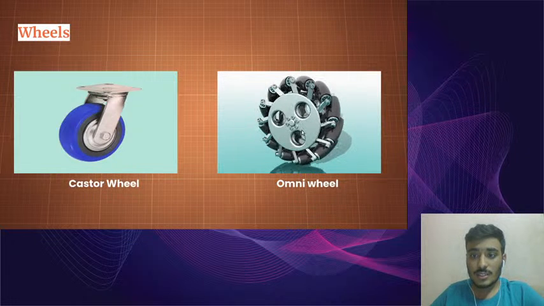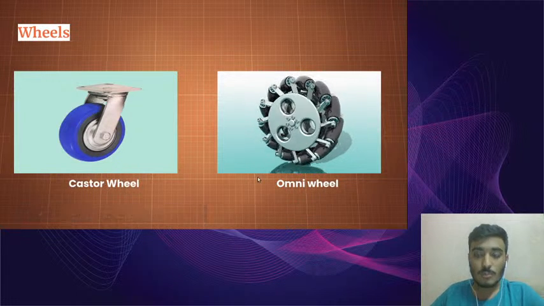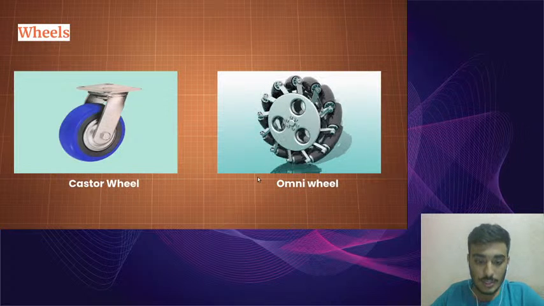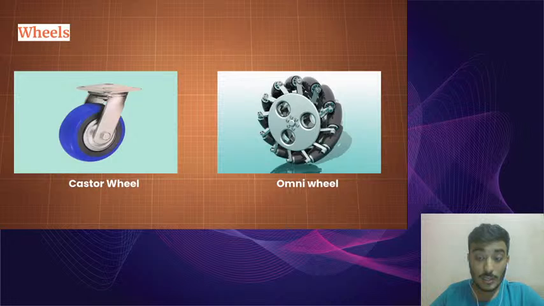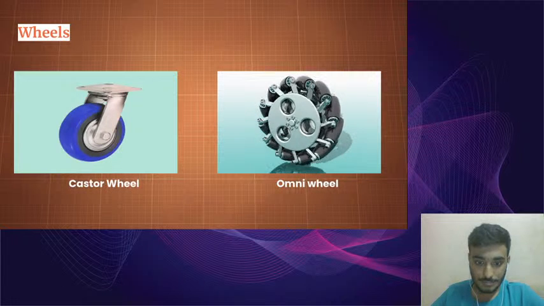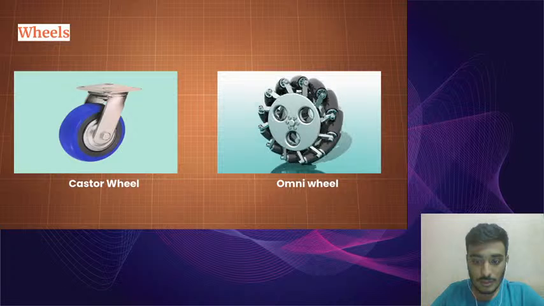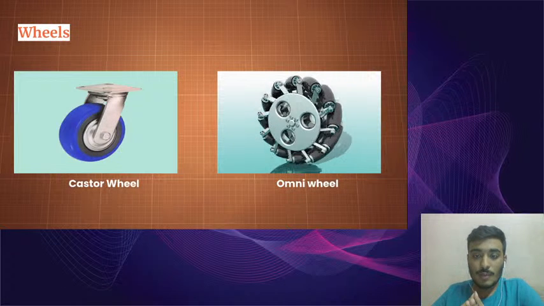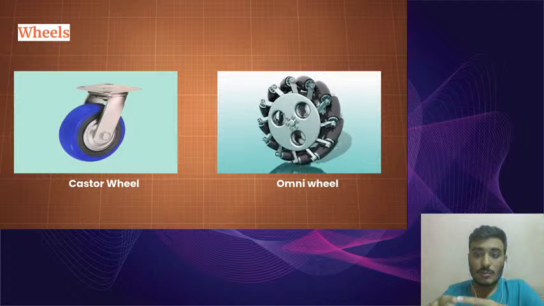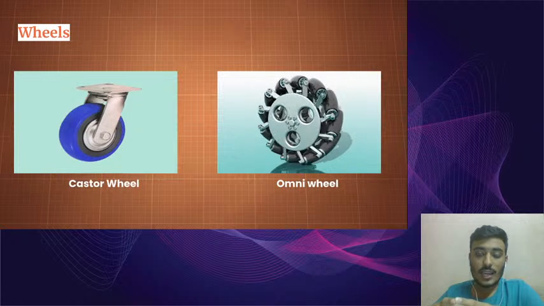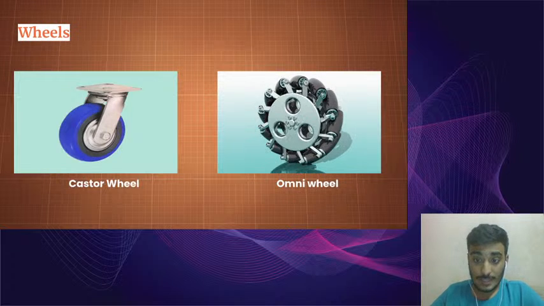On the right hand side you can see another type of wheel called omni wheels. Omni wheels are the ones which are actuated in the sense that they can move laterally, and they can also provide movement in a linear direction as well. When the omni wheels are connected to a particular robot, they can actually transport the entire structure without having to resort to any other movement. So that's there.